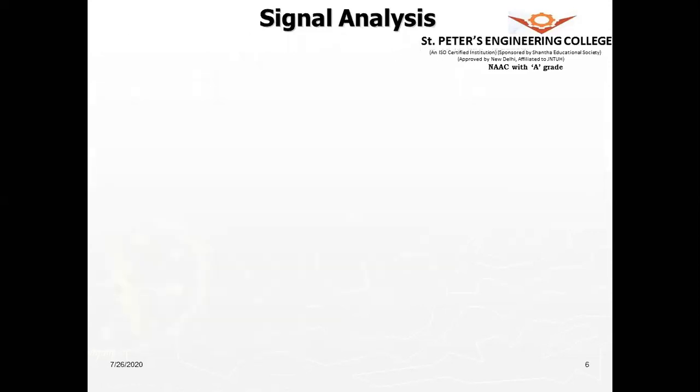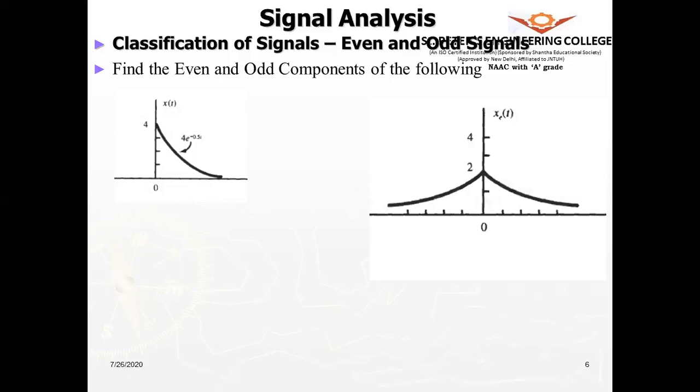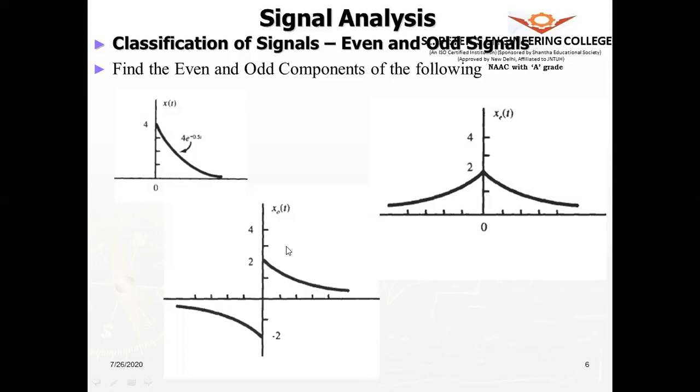Okay, next we will take, similarly, an exponential decay signal. As I said, it's an exponential decay signal. It starts at t equals 0, has an amplitude of 4, and goes on decaying. In a similar way to how we computed the previous problem, you can find the even component, and this will be the even component. If you find the odd component, this will be the odd component.